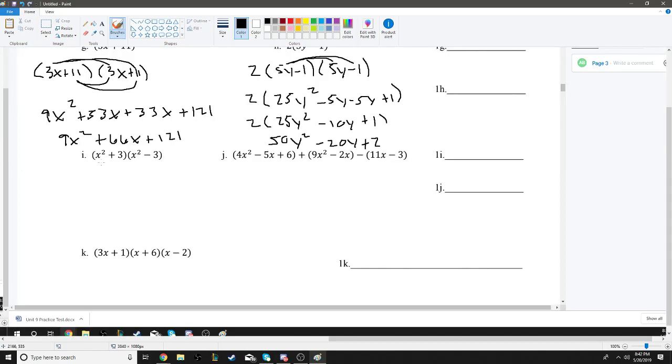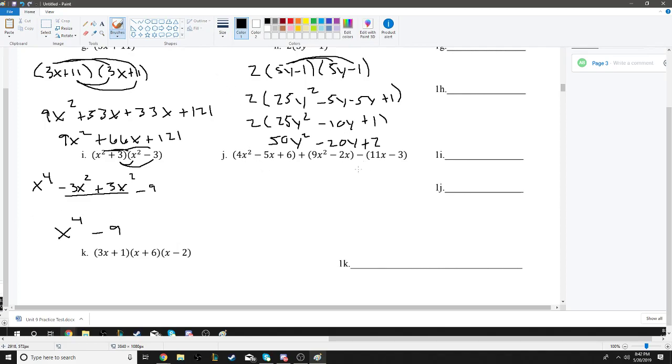Okay. For this next one, we distribute the x squared to both of these guys. So x squared times x squared is x to the 4th. X squared times negative 3 is negative 3x squared. And then 3 times x squared is positive 3x squared. And 3 times negative 3 is negative 9. So this is x to the 4th. These two guys actually cancel each other. Minus 9.